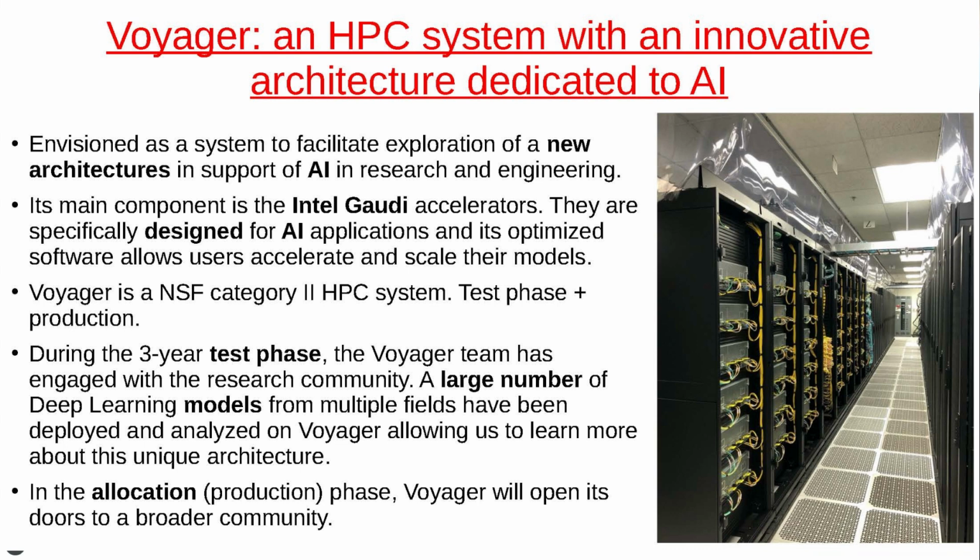As I said, Voyager is an HPC system and is funded by NSF. And this system is a category 2 system. That means that it has two phases. One is a test phase, and then is production. Right now, we are ending our test phase. It has been 3 years. And with this test phase, we have run a very large number of AI models from different fields.